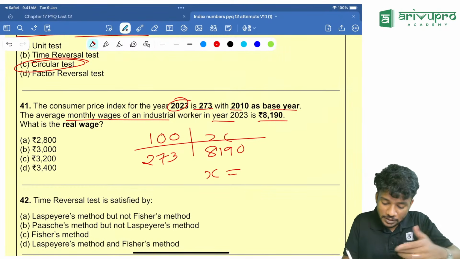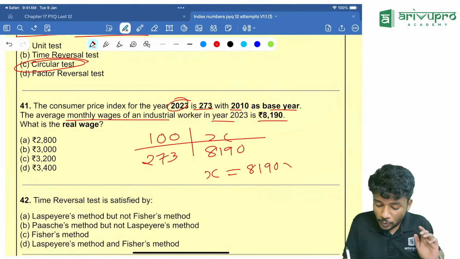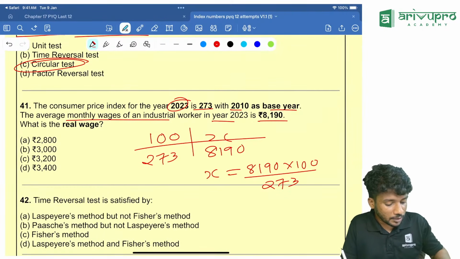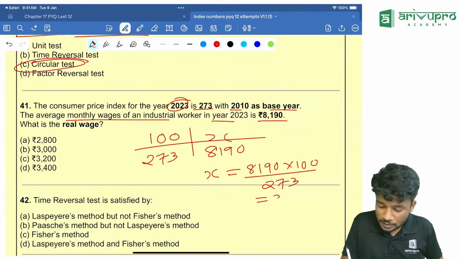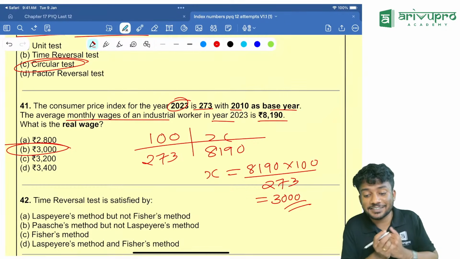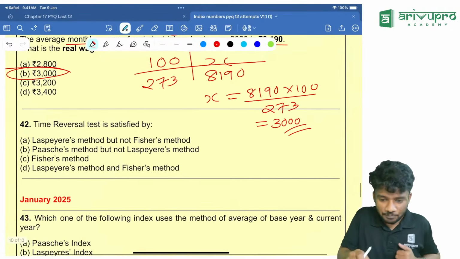X is equal to how much now? 8190 into 100 divided by 273, which is equal to how much? 3000 is your answer. This is the easiest way to find answers like this. Yes, good, very good.